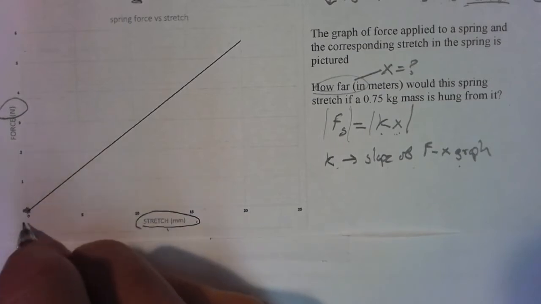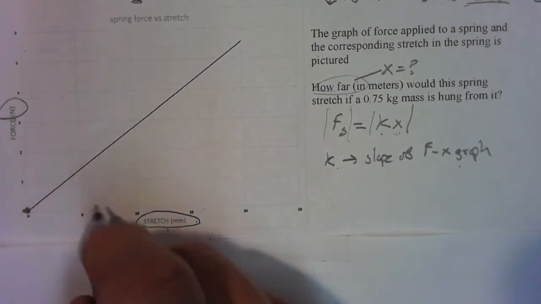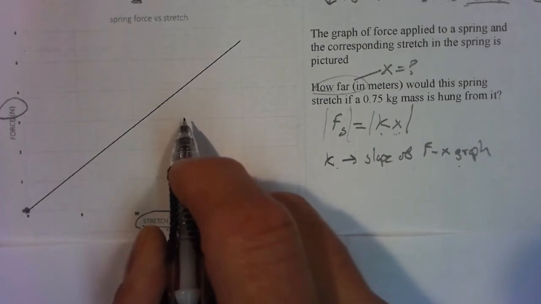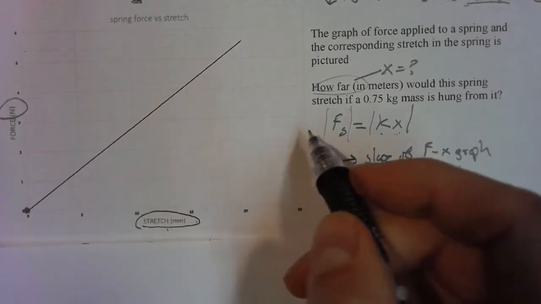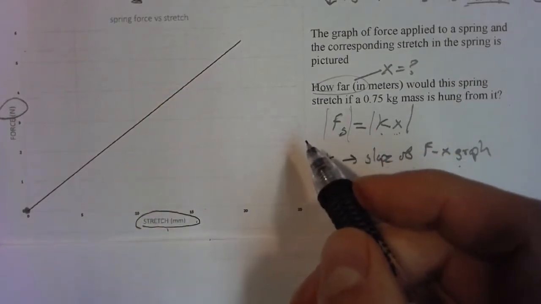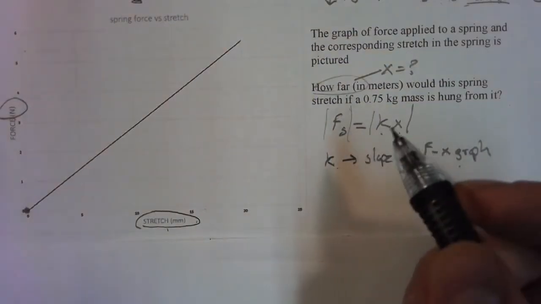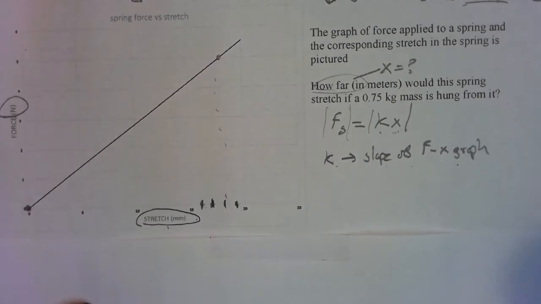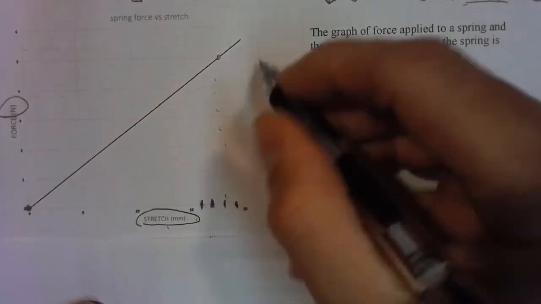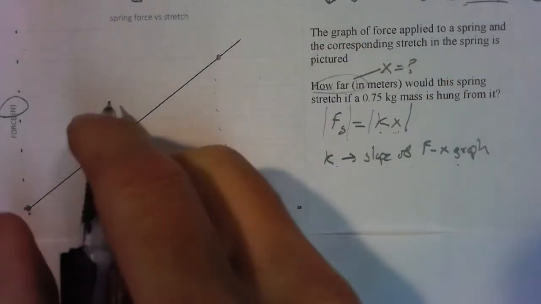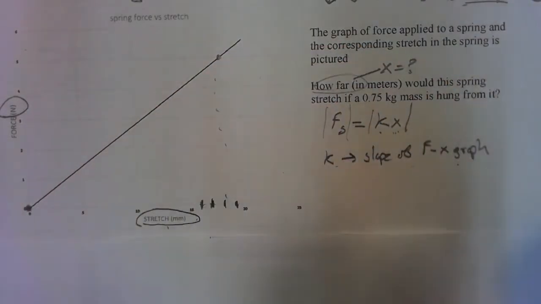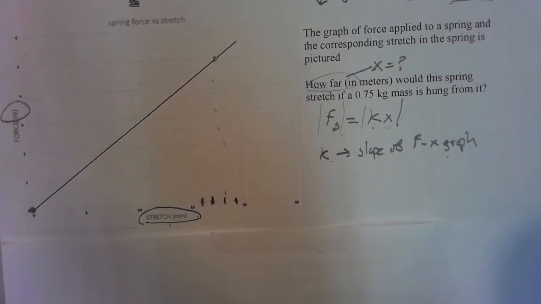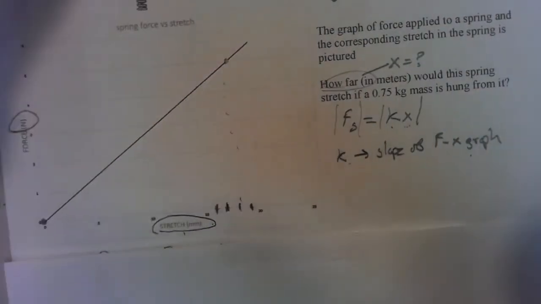So it intercepts 0, 0. So I can go up till the graph is hard to read. Let's try to find something that intersects pretty well. All right, after looking at this carefully, it looks to me like right here I've got, let me zoom out a little bit.